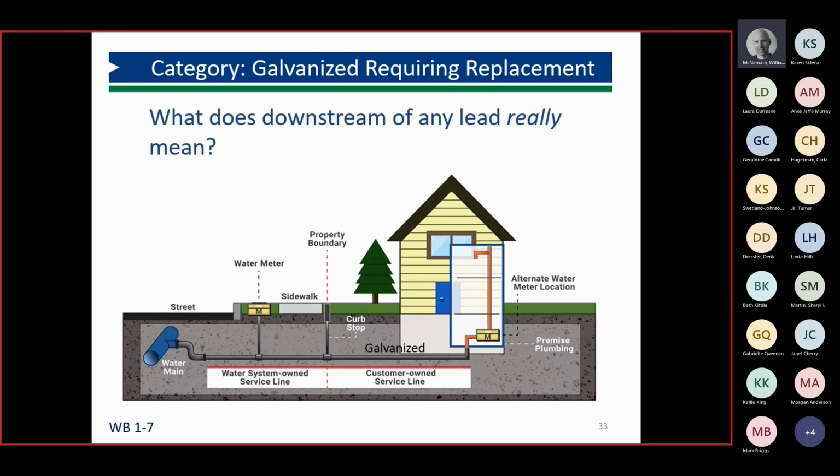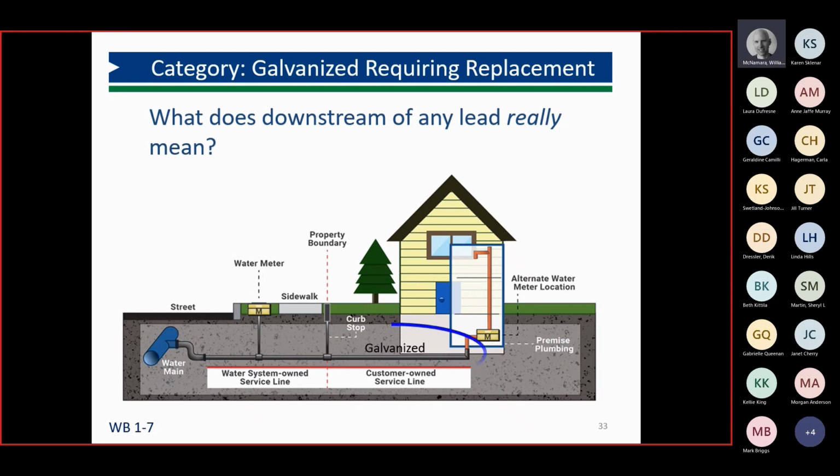So I do want to talk a little bit about upstream versus downstream, because for other regulations like RTCR, when we say upstream, we're talking about upstream and downstream on the water main. If you have to take check samples because of a positive, you have to go upstream and downstream to get those on the water main. For galvanized requiring replacement, we are only talking about upstream on the service line.